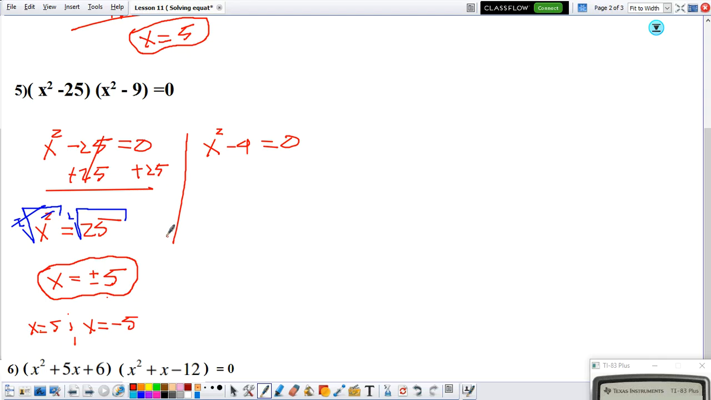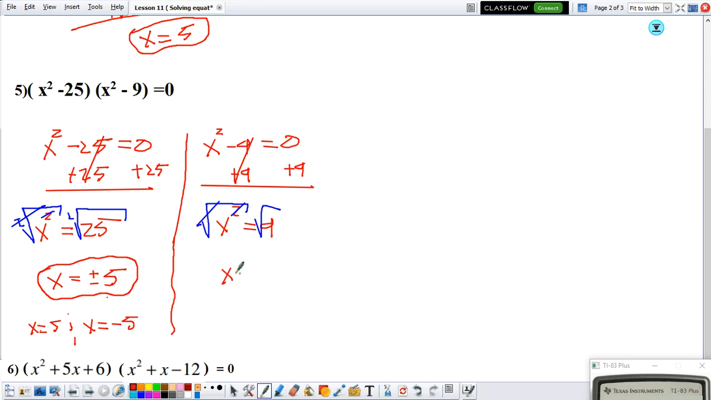So now let's try to solve the other one. Do the same idea. Leave the x squared alone first. So plus 9 on both sides. So now we have x squared equals 9. And again, I need x, I don't need x squared. So I need to get rid of this second exponent. So what should you do? Take the square root to both sides. They will cancel out.